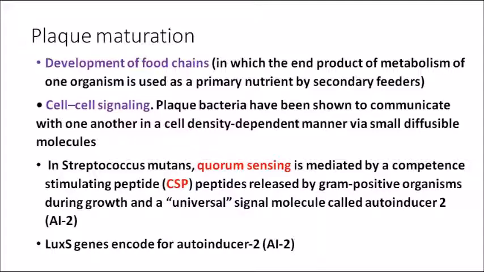And there is another signaling molecule. It is considered a universal signaling molecule, known as autoinducer 2. So there are 2 main signaling molecules. One is CSP, which is mainly secreted by Streptococcus, and the other is autoinducer 2. It is secreted by many other microorganisms, and it is considered a universal signaling molecule. And which gene codes for this universal signaling molecule autoinducer 2? The LuxS gene codes for this AI2 molecule.